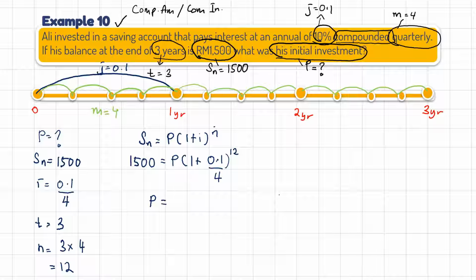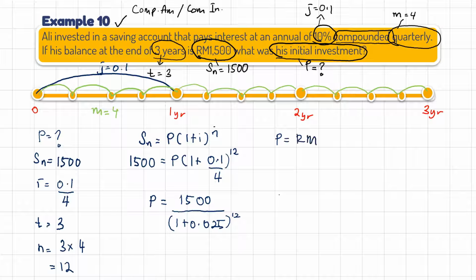Rewrite the equation. We will get such that P equals 1,500 divided by (1 plus 0.025), everything to the power of 12. Just press your calculator and you will get your P is RM1,115 ringgit and 33 cents. So this is the initial investment that Ali must do in order to get 1,500 ringgit at the end of 3 years.